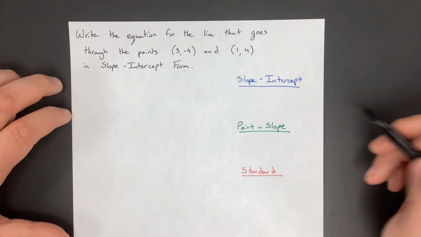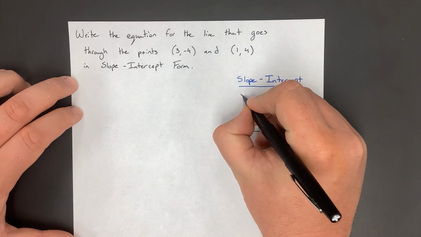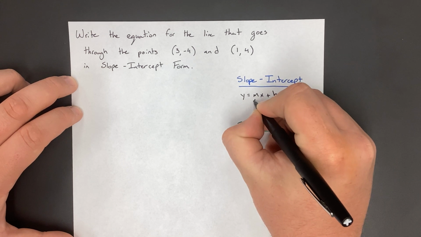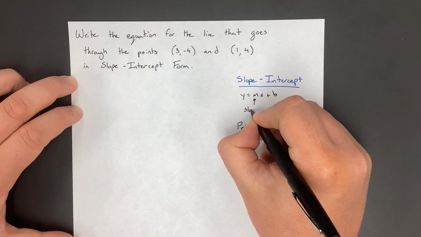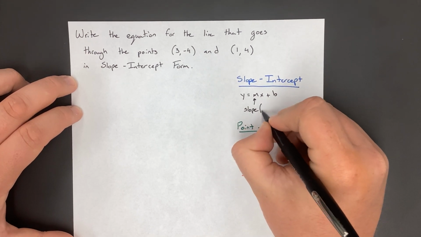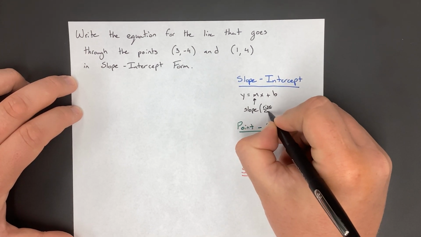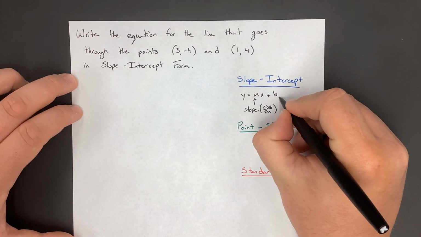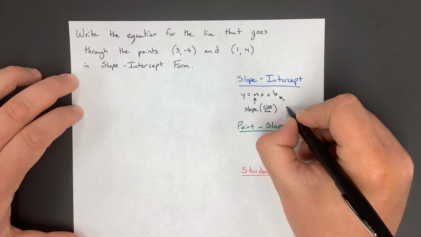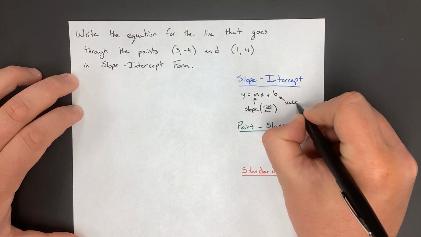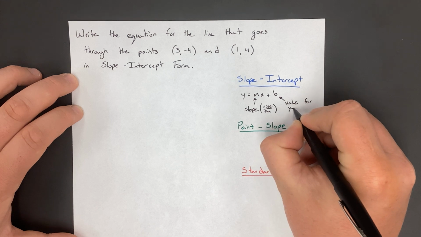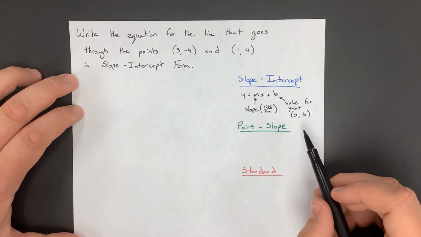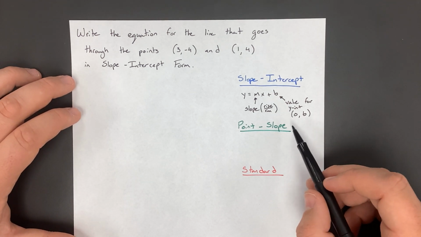So the first form is called our slope-intercept form, which is y is equal to mx plus b, where m is the value for our slope of our line. Remember, that's the rise over run, or change in y over change in x. And then that b is the value for our y-intercept. And a lot of times it's written as (0, b) to give us the point that our line intersects our y-axis.